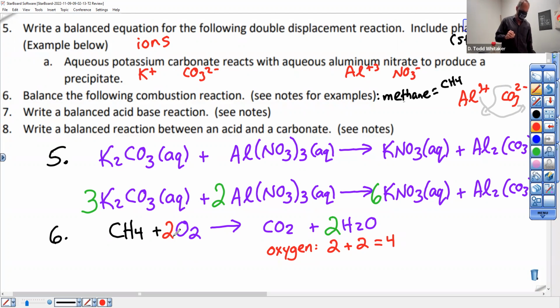Write a balanced acid-base reaction. I'll come up with one right here. Let's do sulfuric acid and potassium hydroxide.